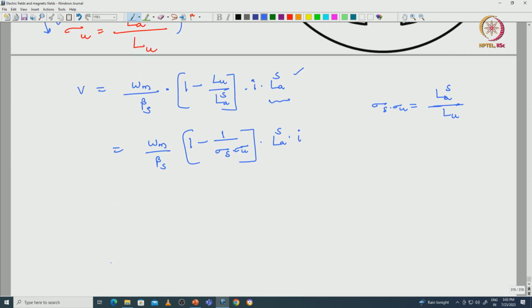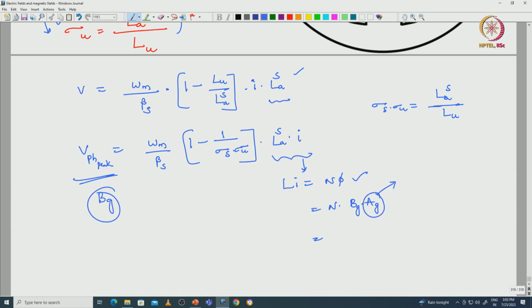We have to represent the V phase peak value in terms of magnetic loading. So, L into I as per Faraday's law, L into I is equal to N into phi. We have to represent V phase peak in terms of flux density at the air gap. For that we will utilize the relation L into I equals N into phi, and phi is nothing but the flux at the air gap, that is Bg into Ag with respect to one pole, the cross-section area with respect to one particular pole.